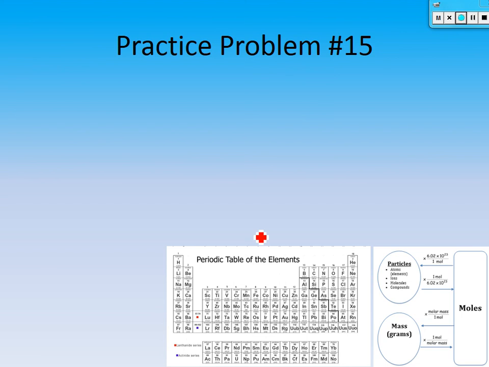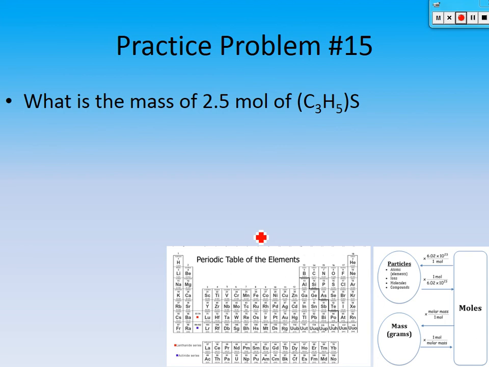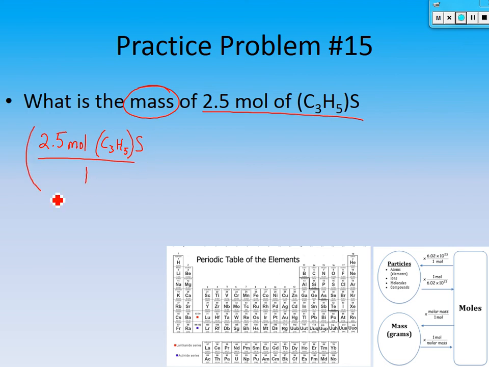Let me go through this one with you. It says, what is the mass of 2.5 moles of this molecule here? So let's underline what they give us, and let's circle what they want us to find. They want us to find the mass of it. Step 2, we're going to write down what they gave us, 2.5 moles of this compound, and put it over 1.